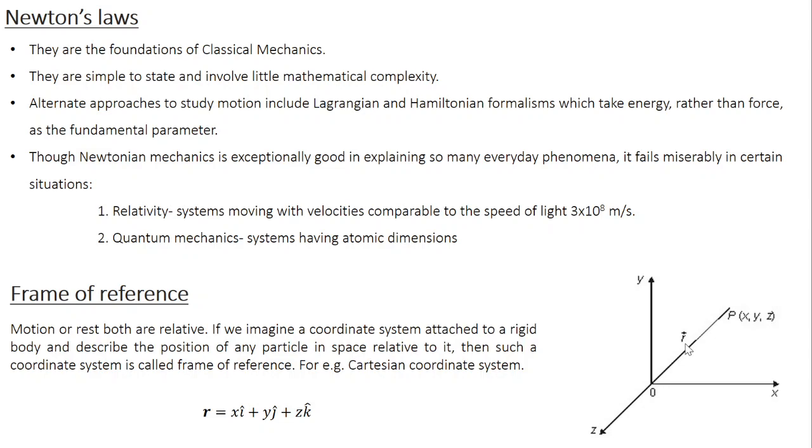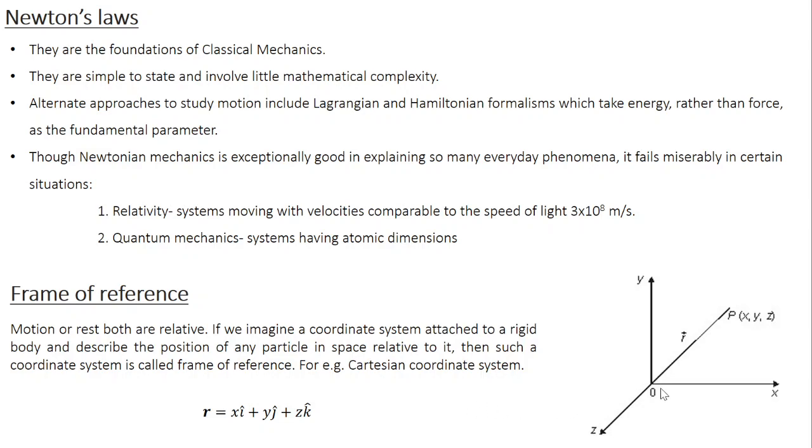So once I define the position vector, now I can monitor whether the position vector is going to change or remain a constant with respect to this coordinate system. So a coordinate system is the most fundamental requirement to identify motion of a system. Such a coordinate system is known as a frame of reference. So if you imagine a coordinate system attached to a rigid body and describe the position of any particle in space relative to it, then such a coordinate system is known as the frame of reference.